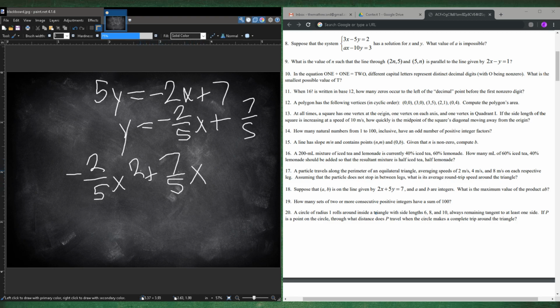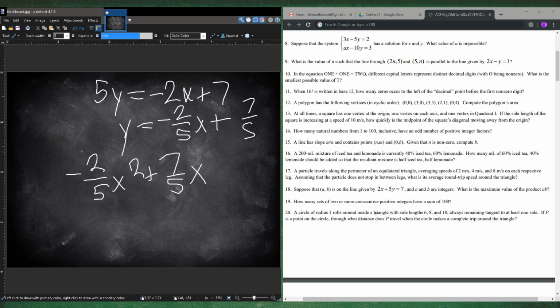And a and b are both positive integers. So what is the maximum value of the product ab such that they're both integers? You already have a quadratic, but this is concave down, right? So there's going to be a maximum. It's going to look something like this, so just look for that maximum.